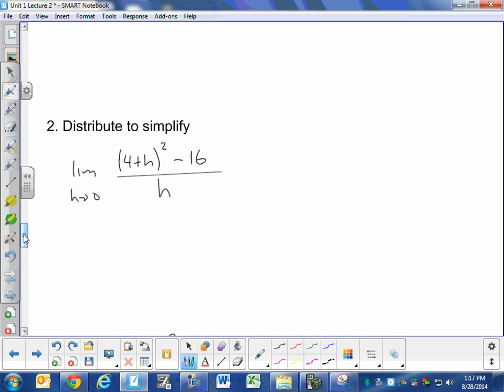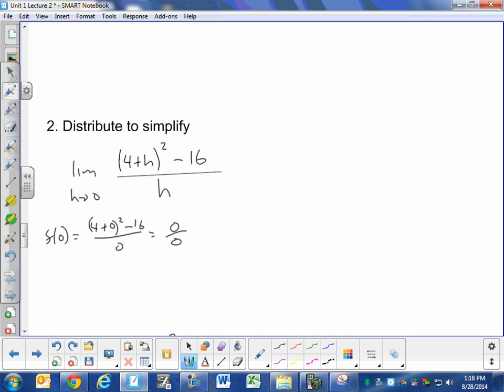Sometimes we'll have something like this. I'm trying to find the limit as h approaches 0 of the quantity of 4 plus h squared minus 16 divided by h. I'll call this f of x. If I try to find f of 0, I get 4 plus 0 squared minus 16 over 0. That'll be 0 over 0. So my function is undefined at 0. However, that might be the location of a hole rather than an asymptote. If it's the location of a hole, the limit will exist there. We just need to figure out where that hole is located.